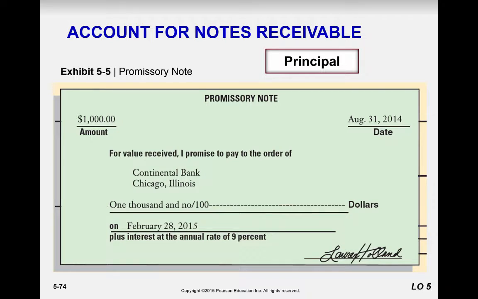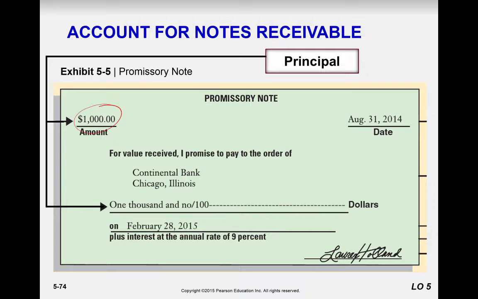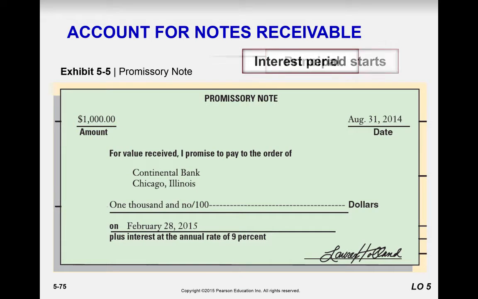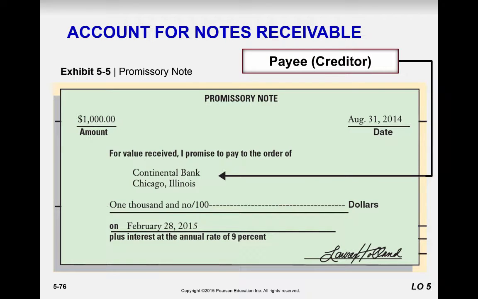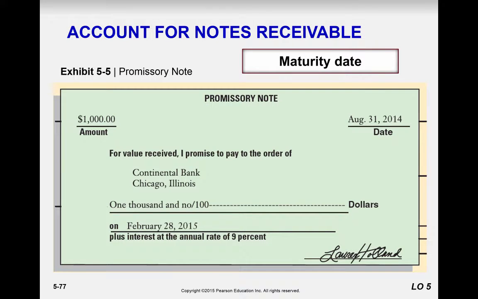So here is the principal amount, right? So we have here $1,000, and we have it both in actual dollars and in verbiage. Then the interest period starts, and it says you promise to pay on October 31st because that's when you got the note. Then the payee or the creditor in this case is Continental Bank. That's who you're paying. The maturity date is telling us February 28, 2015, so we have a short amount of time here. The interest rate is 9%, as you see here. So this is the maturity date. Then the maker of this note is Lauren Holland.